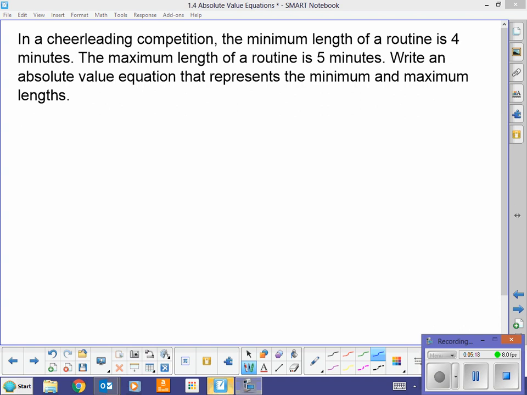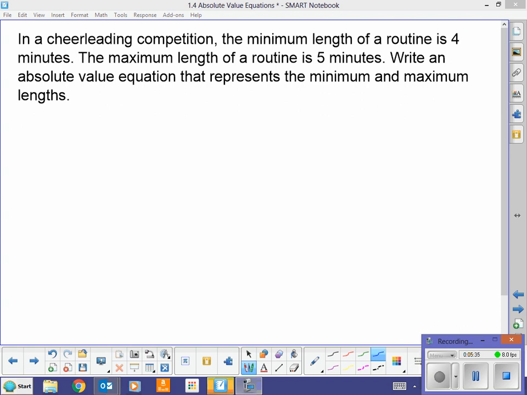In a cheerleading competition, so let's look at a little simple word problem here. In a cheerleading competition, the minimum length of a routine is 4 minutes. The maximum length of a routine is 5 minutes. Write an absolute value equation that represents the minimum and maximum length.